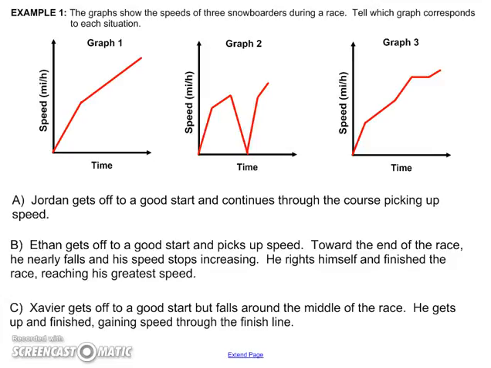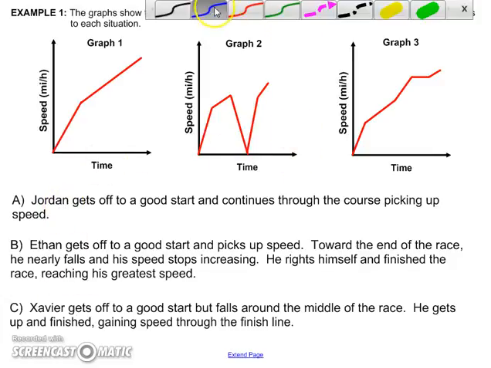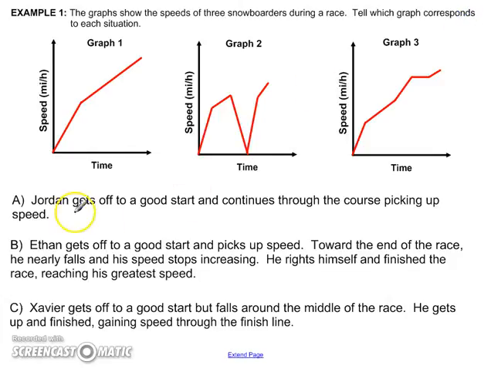So here I have graphs of snowboarders during a race, and this is their speed as they go down the hill. As the time of the race continues from their start to their end, what happens to their speed? And down here we're going to do a little bit of matching. We're going to match the situation to the graph and vice versa. So here we go. Jordan gets off to a good start and continues through the course picking up speed.